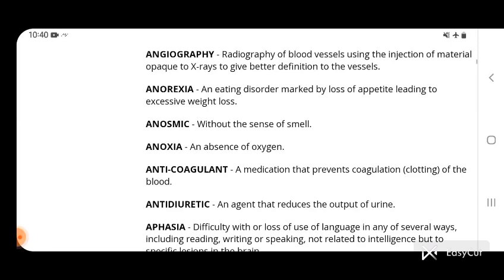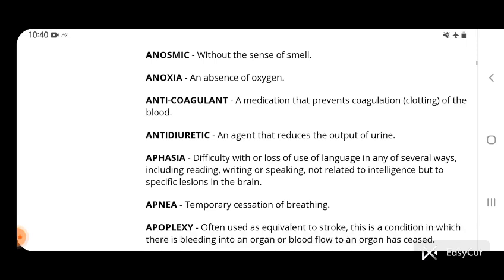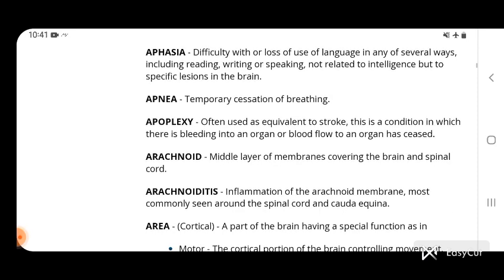Next is antidiuretic. Antidiuretics are agents which are used to reduce the urine output. Next is aphasia. Aphasia is defined as the loss of the use of language due to a cerebral cause, including writing, reading and speaking, which is not related to intelligence but due to specific lesions present in the brain. Next is apnea. It is a temporary cessation of breathing, which is known as apnea.